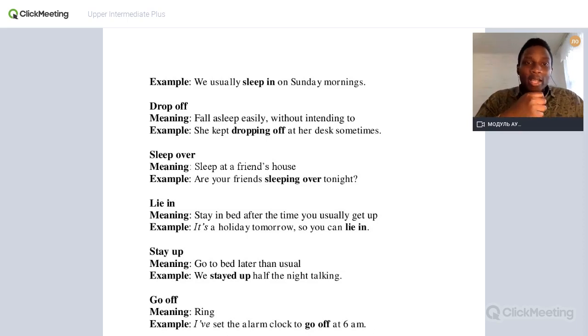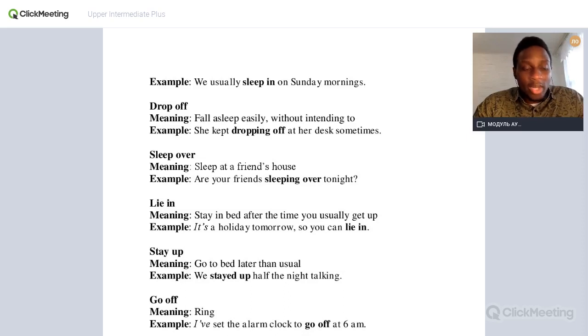So like as I was saying, sleeping in is when you don't have anything to do and you just stay in bed, you're watching a movie on your computer or you're just relaxing and lying down. And then we talk about drop off. Now, drop off means you fall asleep easily without intending to. So she kept dropping off at her desk sometimes.